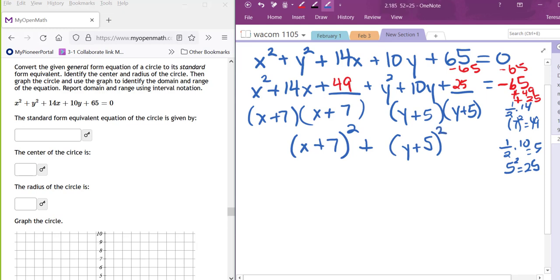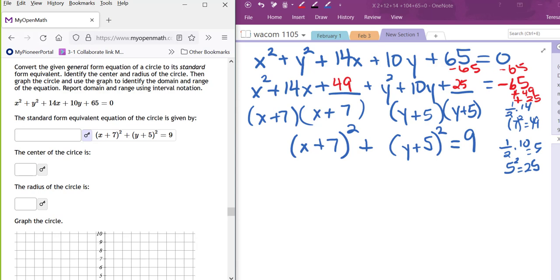Right, and over here, I'll just grab my calculator a minute. And I have 49 plus 25 minus 65. So 9. Good. They give us a nice number. So there is our equation of the circle. And that would be our first answer to go in.